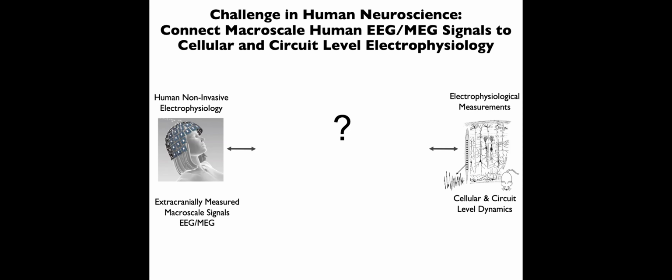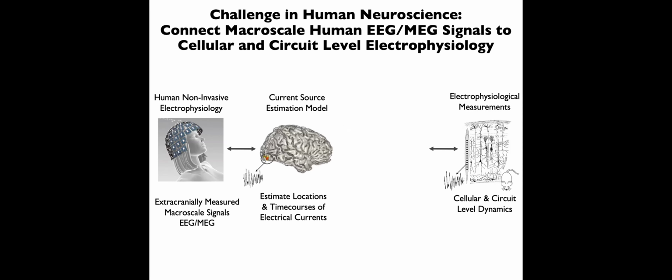Intracranial recording and modulation techniques in animal models are ideal for dissecting circuit level activity, but there are obvious challenges in applying that in the human. To bridge this gap, we've been applying computational modeling techniques. The first type of modeling is current source estimation modeling. This is the type of modeling that takes the extracranial measured signal and estimates the location and time course of the big electrical currents in the brain that create the sensor level data.